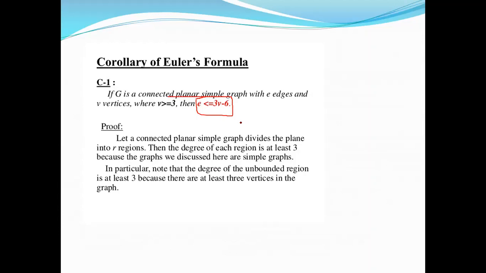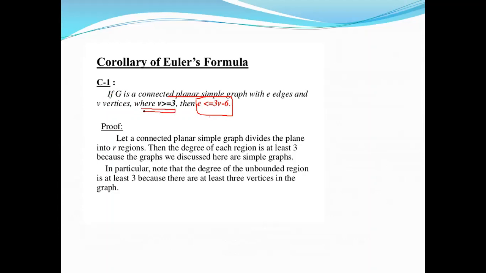But yes, there could be some cases where this inequality is satisfied, but still the graph is not a planar graph. So then we have to find the reasons: why this inequality is satisfied and still the graph is not a planar one. But just to start with, we're taking a graph G which contains at least 3 vertices.